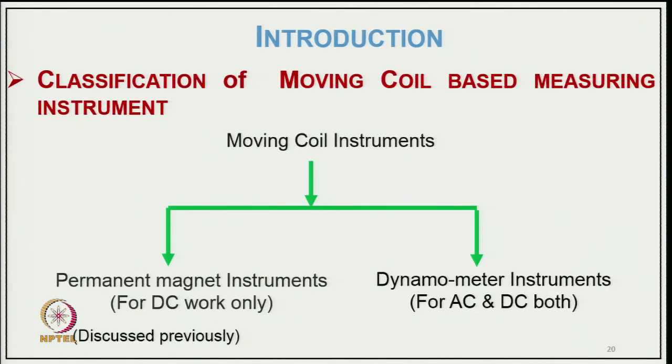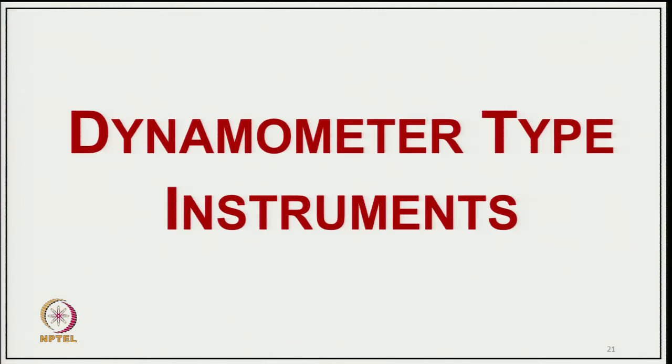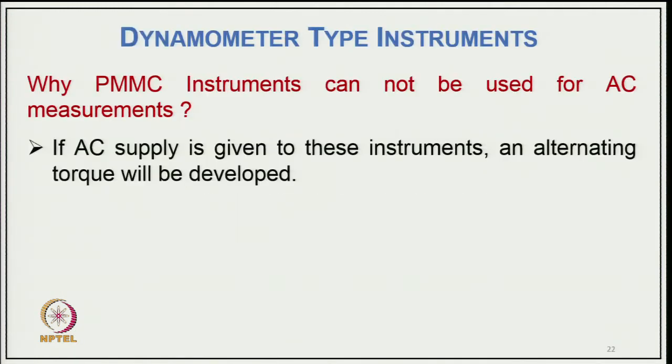Now, classification of moving coil based measuring instruments: we have the permanent magnet moving coil instrument for DC work only. We already discussed dynamometer instruments, which are used for AC as well as DC. So, coming to dynamometer type instruments, why can the permanent magnet instrument not be used for AC measurement? If AC is given to these instruments, a rotating torque will not be produced steadily, because there is a magnet which gives the steady flux.